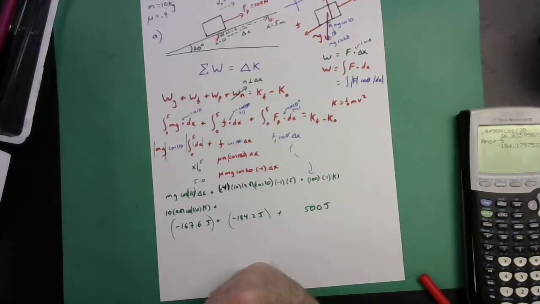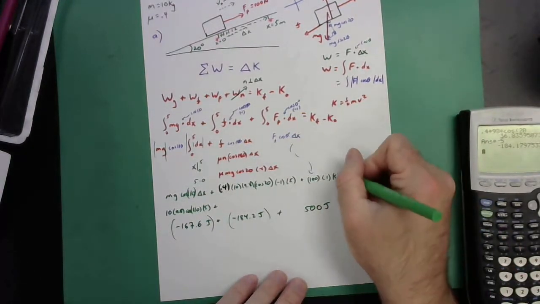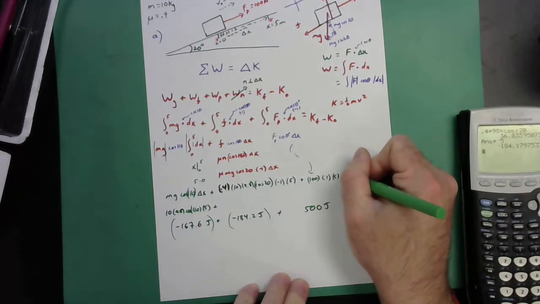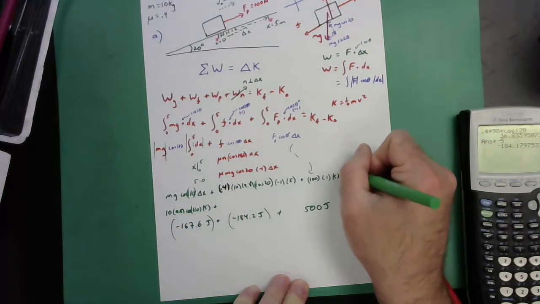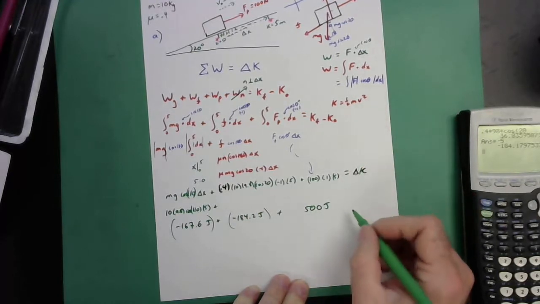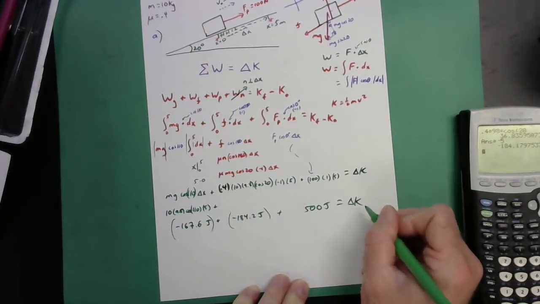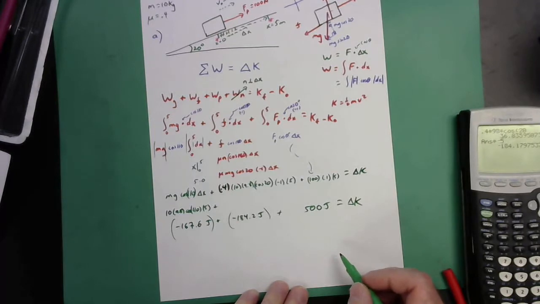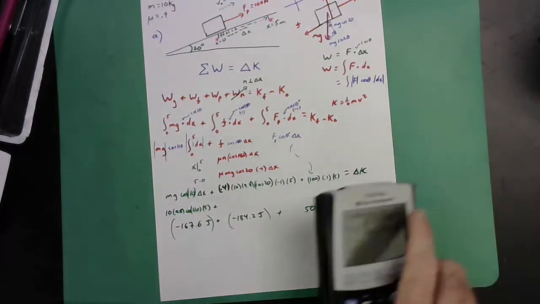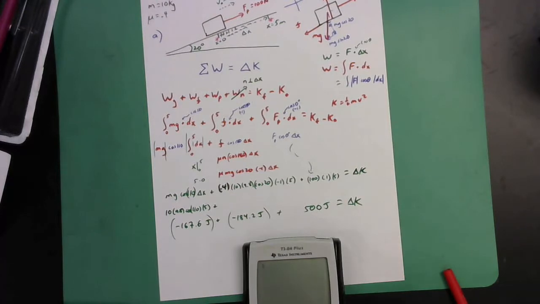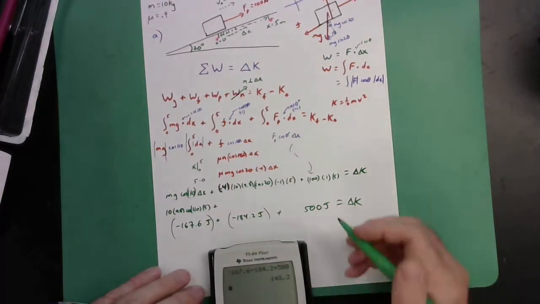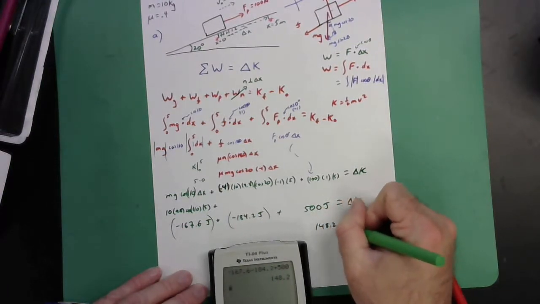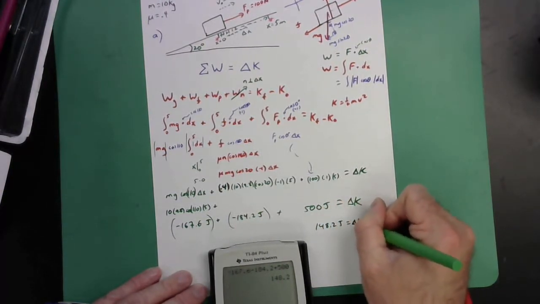All right, getting back to this. The right side is just the change in kinetic energy. Can we calculate what the change in kinetic energy was? Just go ahead and add this up. I'm going to have minus 167.6 minus 184.2 plus 500. My calculator tells me that the change in energy, delta K, is around 148.2 joules.